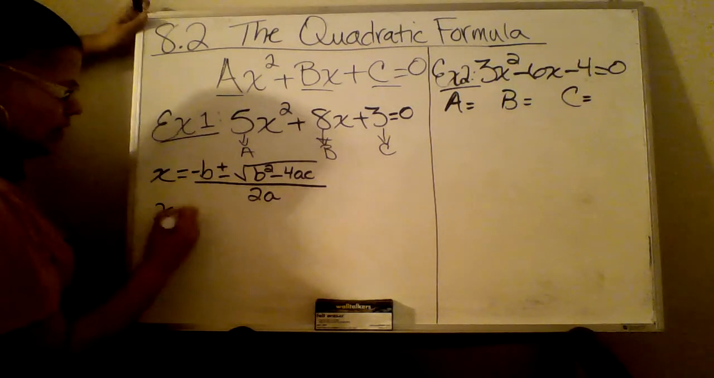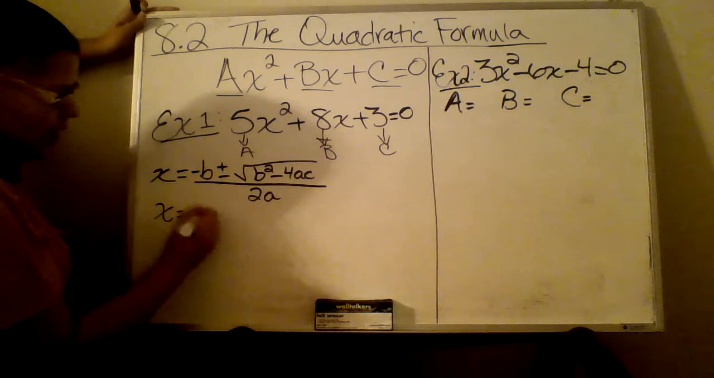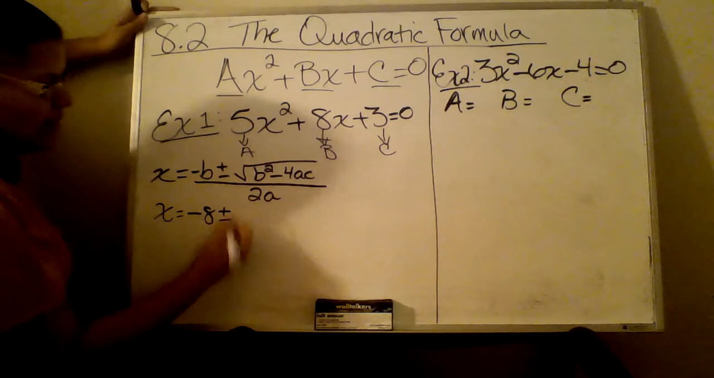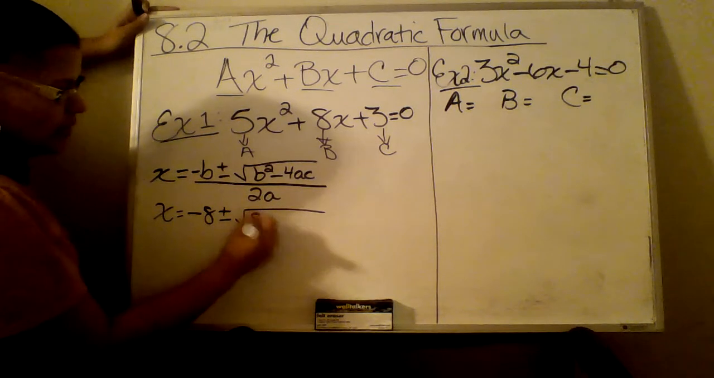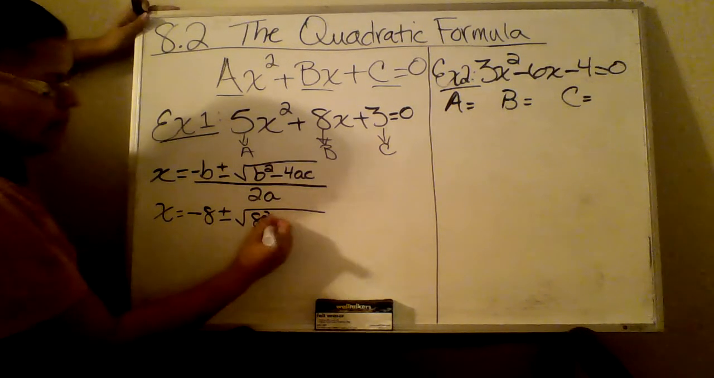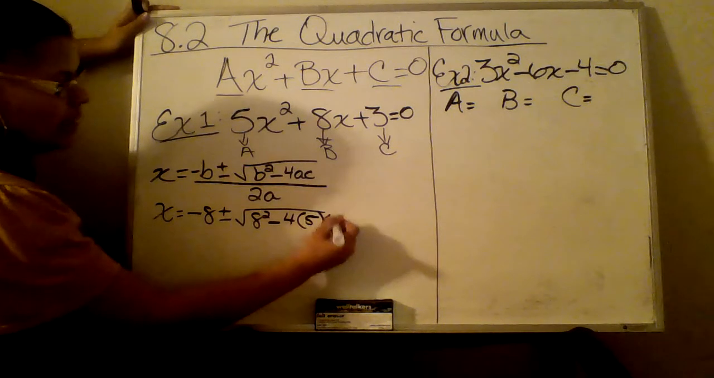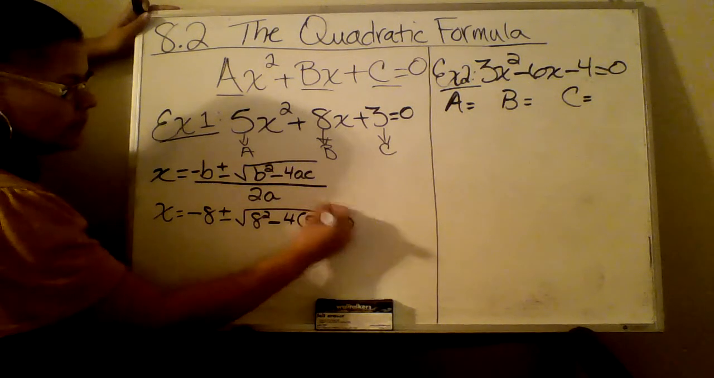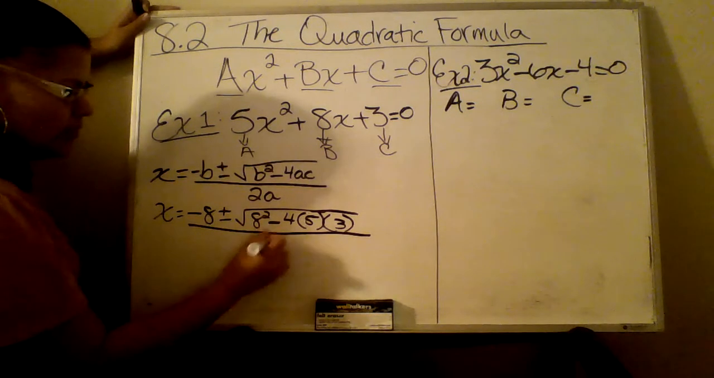So x equals negative b. b is 8, so then it's negative 8 plus minus the square root of b squared, so that's positive 8 to the second power, minus 4 times a is 5 times c is 3. And all this is going on top of 2 times 5, 2a.